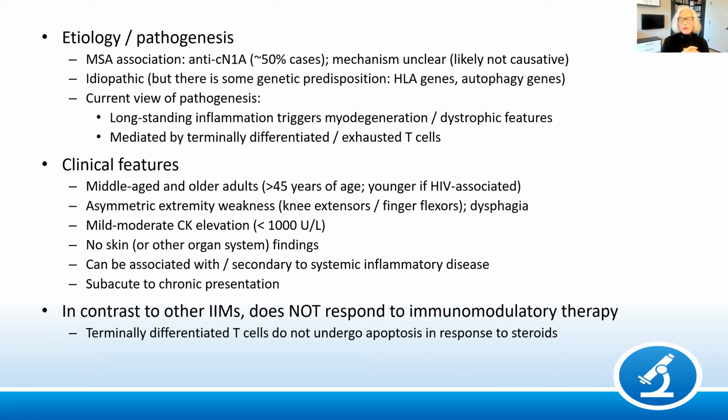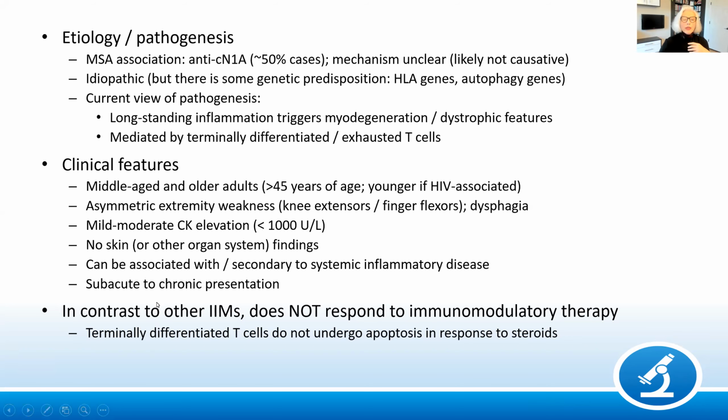But quite recently, maybe 2 years ago, there were several papers that showed that there are these terminally differentiated or exhausted T cells that play a role in sporadic inclusion body myositis, and these cells do not actually respond to steroids by undergoing apoptosis. So this perhaps explains why this disease is resistant to treatment. But anyway, it's thought that this prolonged, dysregulated inflammation ultimately leads to myodegeneration and the dystrophic features that we see in this disease.